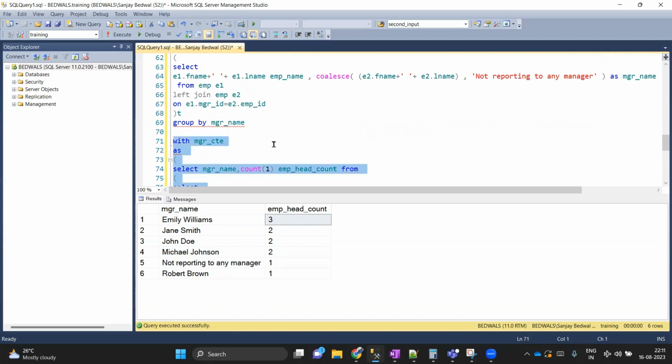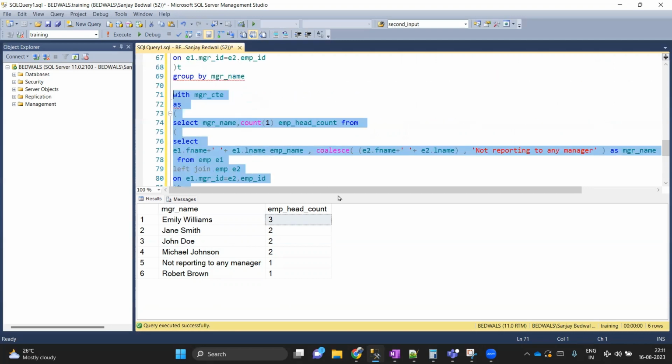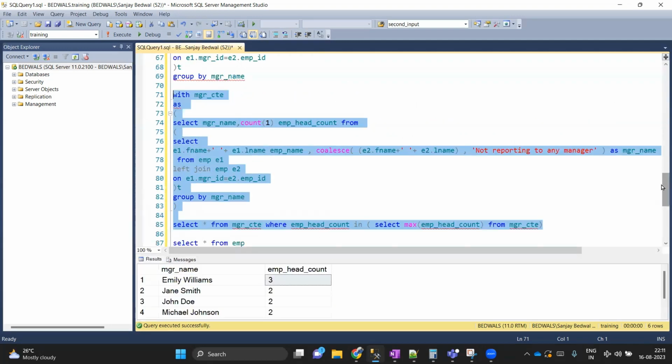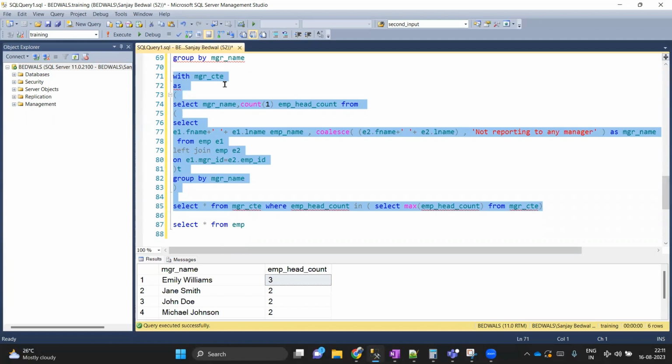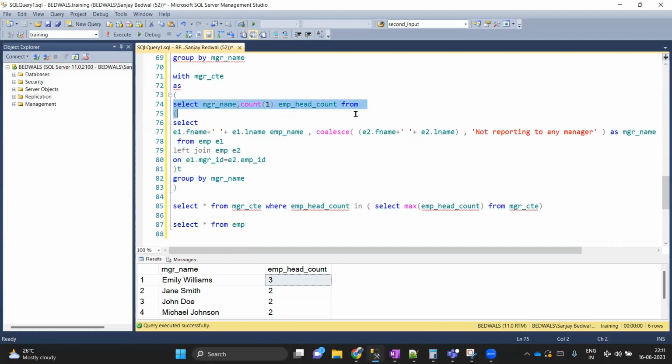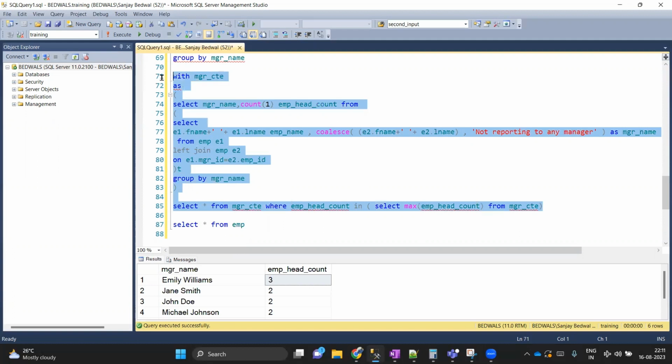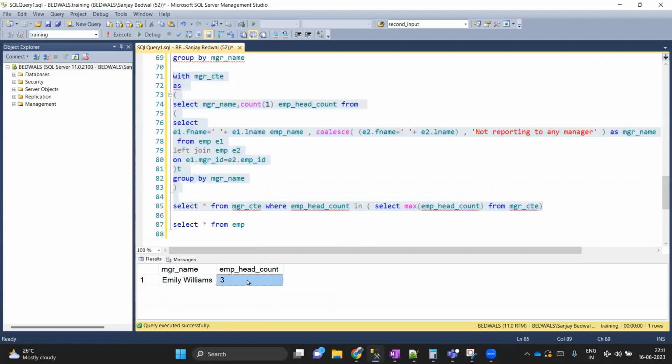Now this is our final query, guys. Whatever queries I have written earlier, I wrote just to explain to you. Let me show it to you in a single page. So we have the CTE, and I have already explained the working of that query. We have taken that query and utilized it so that I can filter out the employee who has the maximum number of employees working under them. Let's try to run this query now. And here we have the outcome. So Emily Williams is the person having the maximum number of employees working under her.